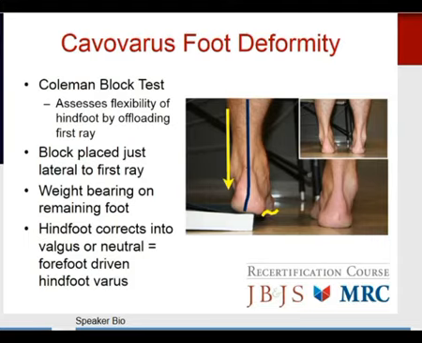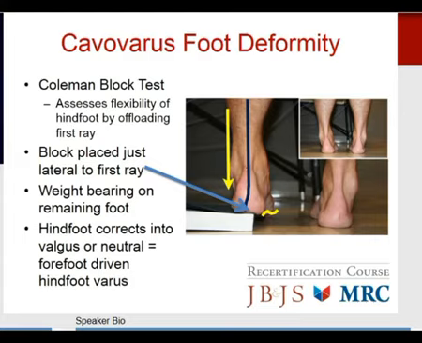The Coleman block test is a great method to assess the fixed forefoot deformities that you may have. Like I said before, in cavus foot, you have that fixed translation of the forefoot or the first ray into more and more plantar flexion. So what the Coleman block does is it offloads that. If you take your block or your book and you place it lateral to the first ray, you've now freed up your first ray and offloaded it. As the patient applies pressure now on the book, if the forefoot is offloaded and the hindfoot tilts more into valgus or neutral, you recognize that this is a forefoot-driven cavo-varus deformity.